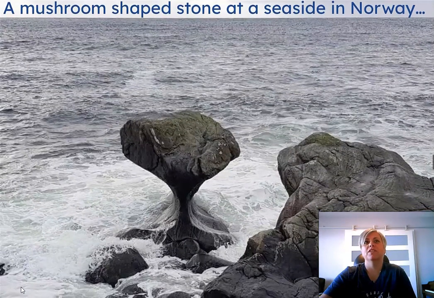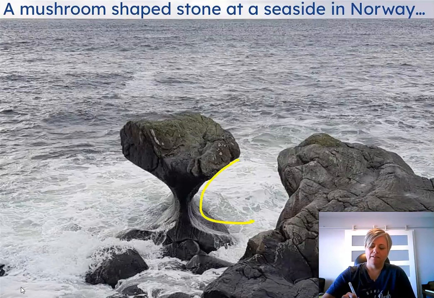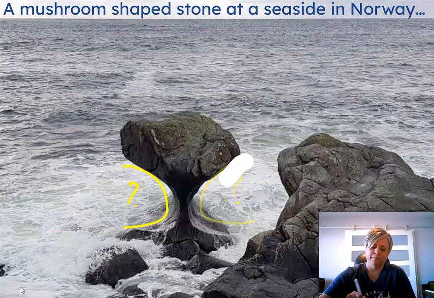I love this picture. This is a mushroom-shaped stone that has developed over time on a shoreline in Norway. Pretty cool. Now, I know this part looks like it's gone, right? But it's somewhere else. So it's been moved somewhere. Transported. New places.